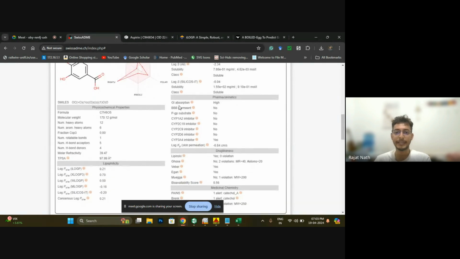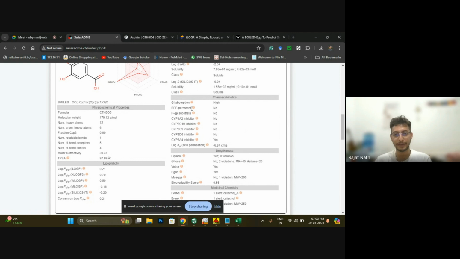Then comes GI absorption. GI absorption means gastrointestinal absorption. High GI absorption is a very good parameter for becoming a drug, because if the compound or ligand is not absorbed by our GI, that means gastrointestine, then it can't be distributed in our body or to our target area. So it should be high. Our compound is showing GI absorption as high.